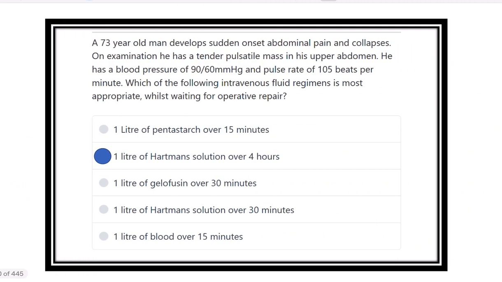So what can we give? It is 1 liter of fluid over 4 hours, not over 15 minutes, not over 30 minutes. We have to give it very slowly over 4 hours. I think it is clear.